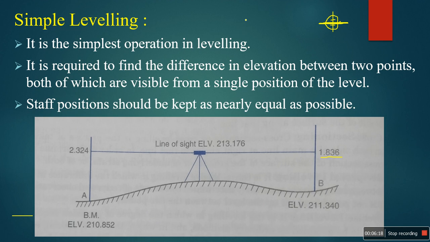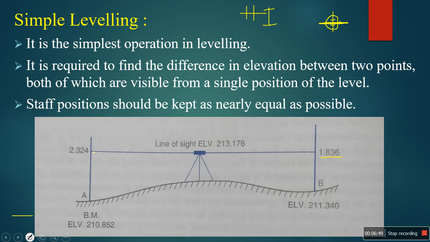Okay, yesterday I told you about height of instrument. Height of instrument means what? Height of instrument is equal to the RL of the benchmark, or elevation of the benchmark, plus the staff reading on the benchmark. So HI means the height of instrument, or elevation of the line of sight.